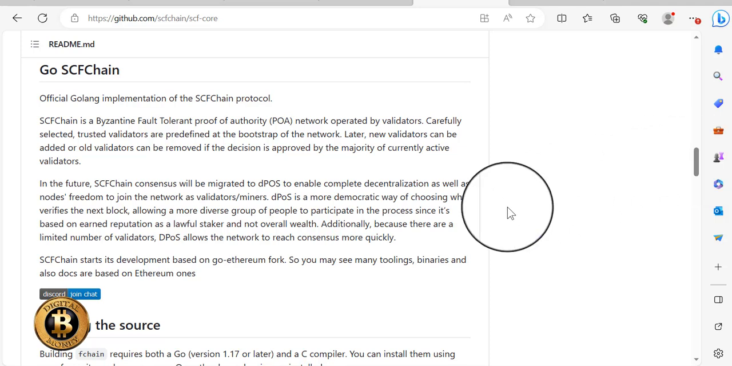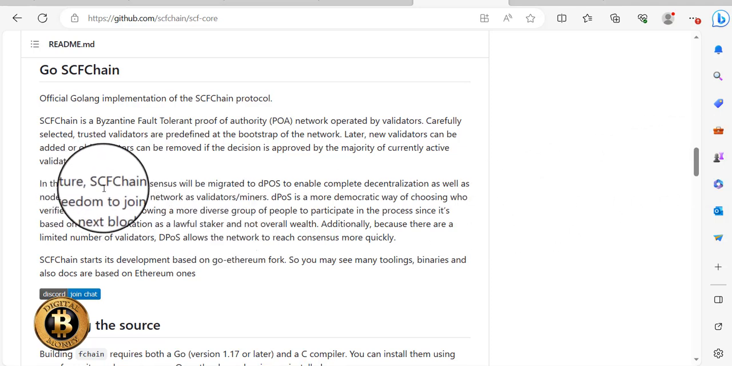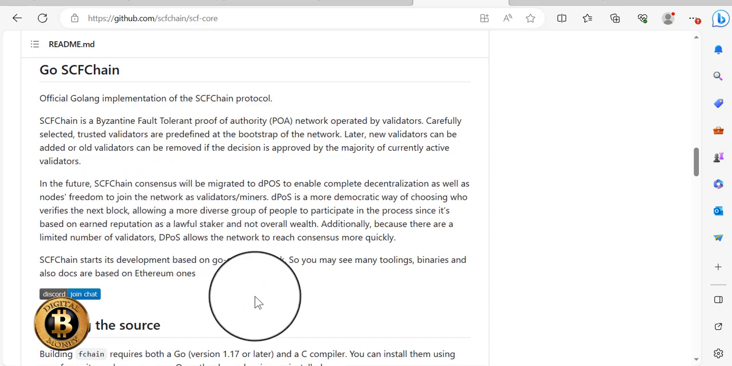Now, take a listen at this. In the future, SCF chain consensus will be migrated to DPoS to enable complete decentralization, as well as nodes' freedom to join the network as validators or miners. DPoS is a more democratic way of choosing who verifies the next block, allowing a more diverse group of people to participate in the process, since it's based on earned reputation as a lawful staker and not overall wealth. Additionally, because there are a limited number of validators, DPoS allows the network to reach consensus more quickly.